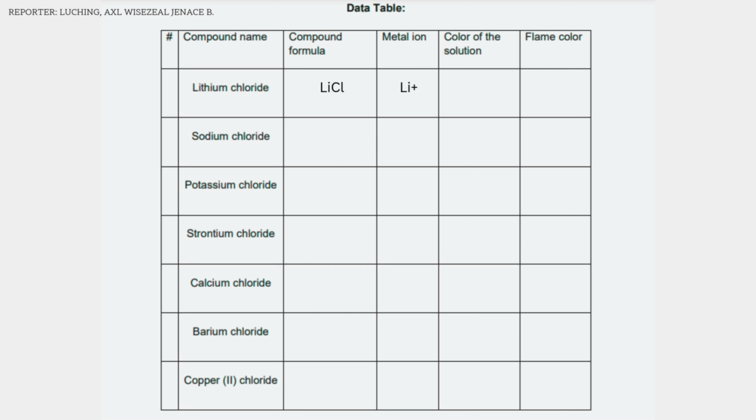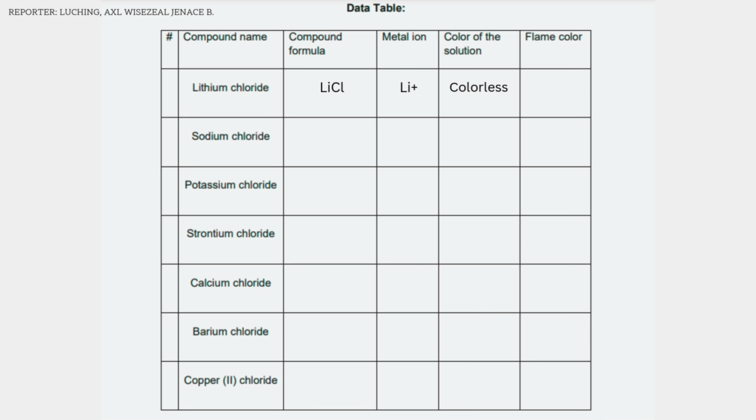Since we are conducting an experiment on compound solutions, all you have to do is write the color of the solution that is observed. It means if the color of the solution is red, you are going to write red. And if it is colorless, then write colorless.